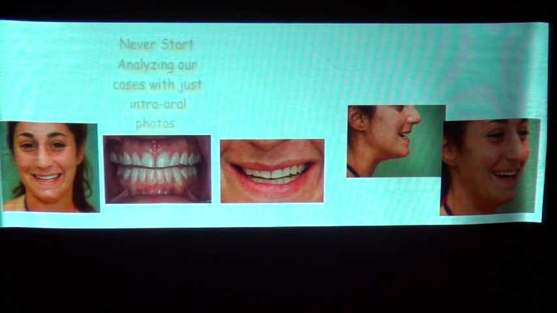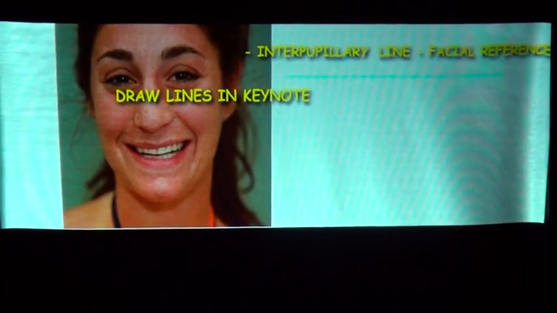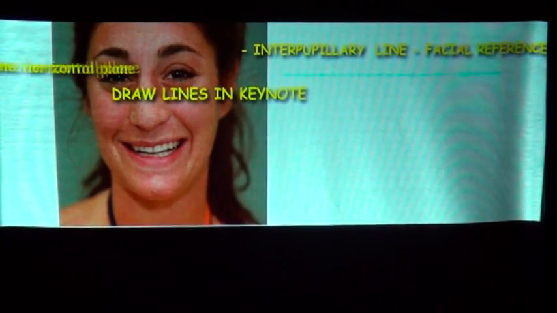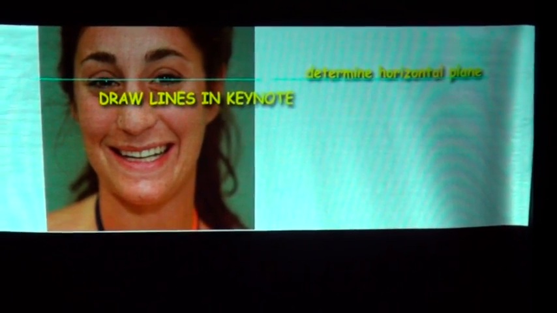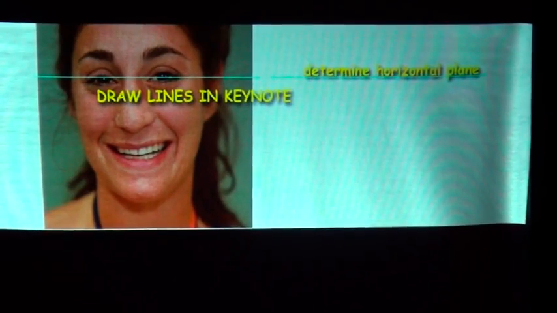We take these, and we know we can never really analyze the case just using the intraoral and the smile view, so we need to take a series of portrait views, and we draw lines using Keynote or PowerPoint. The first line is the interpupillary line, which gives us the horizontal plane. You notice that her eyes are not parallel, because she's got her head tilted.